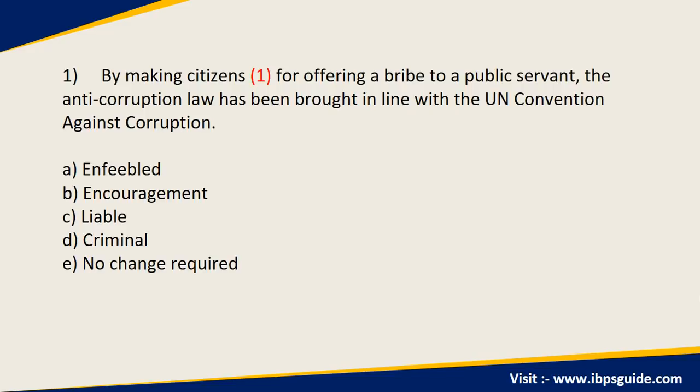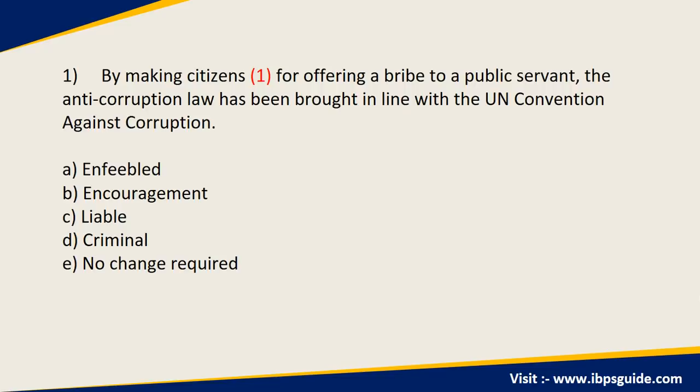All right, option D is criminal. So we know that criminal is the name of a person who is involved in crime. So it's a noun. And like I said before, we don't need a noun in this blank. Since they are making citizens either do or feel something, it has to be either a verb or an adjective. Okay, so let's take a look at what options we have left. We have options A and C. Option A is enfeebled and option C is liable.